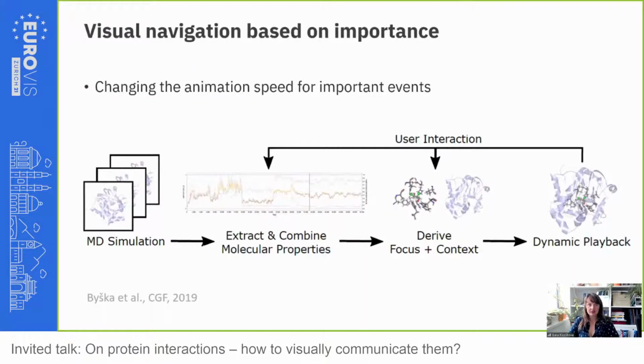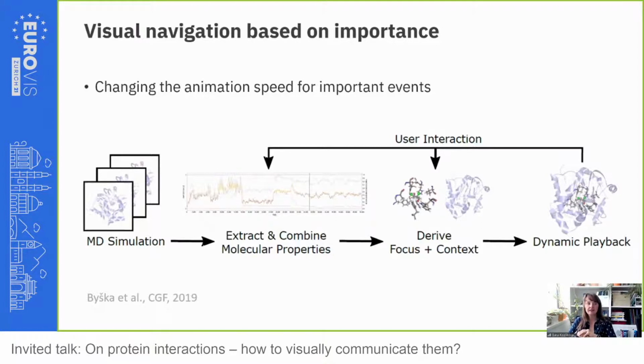Our contribution to solving one of the challenges which I was mentioning at the beginning, when we would like to navigate the user to some interesting part of the molecular dynamics simulation where something interesting is happening based on some important event, we designed and proposed a tool which was presented in 2019. Jan Byška was the author of this tool with his colleagues.